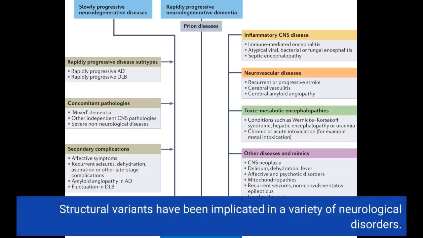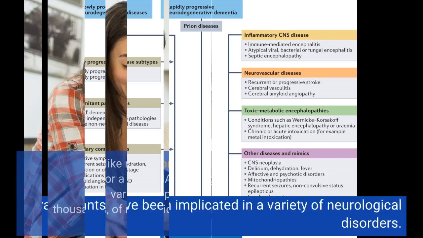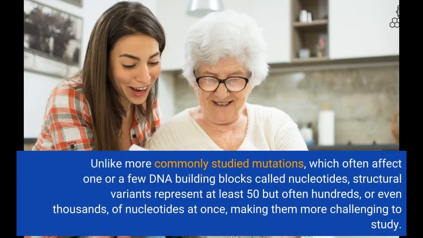Thanks. Structural variants have been implicated in a variety of neurological disorders. Unlike more commonly studied mutations, which often affect one or a few DNA building blocks called nucleotides, structural variants represent at least 50 but often hundreds, or even thousands, of nucleotides at once, making them more challenging to study.